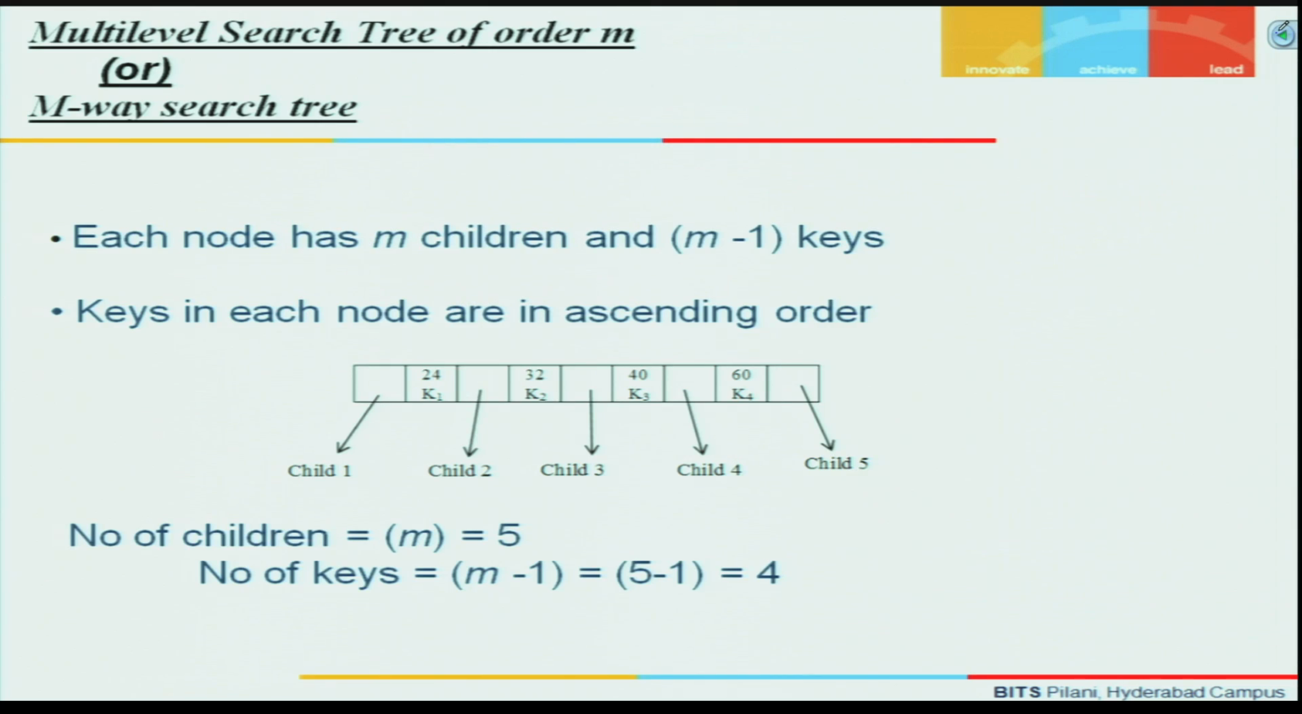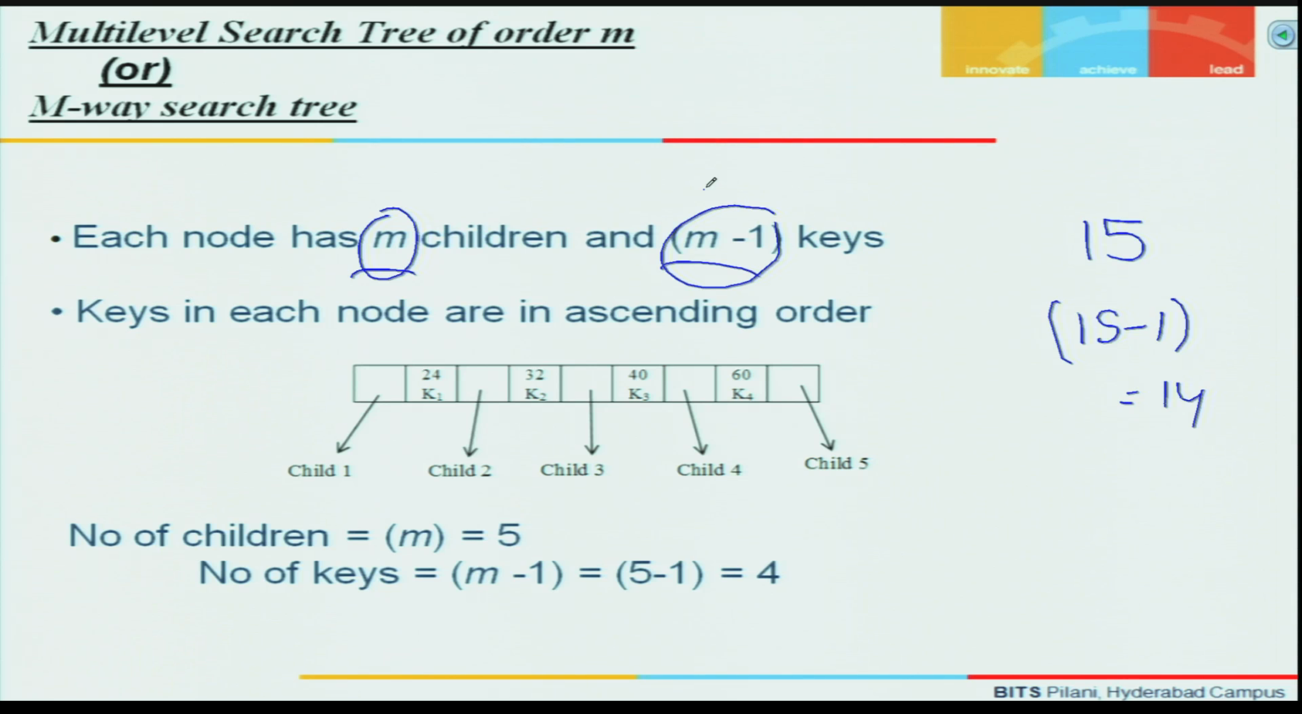Then the multi-level search tree of order M, or M-way search tree. What is this? Each node has M children and M minus 1 keys. This is very, very important for an M-way search tree. If a tree has 15 children, then it can accommodate 15 minus 1, that is 14 keys. If it has M children, it has M minus 1 keys.